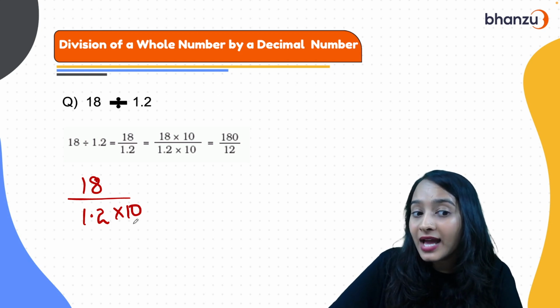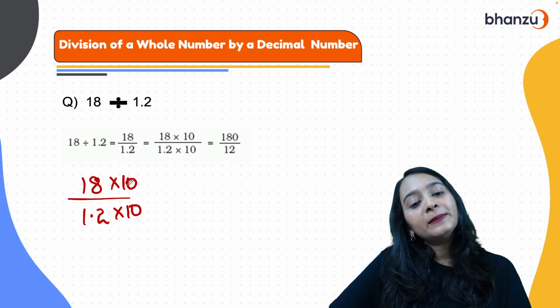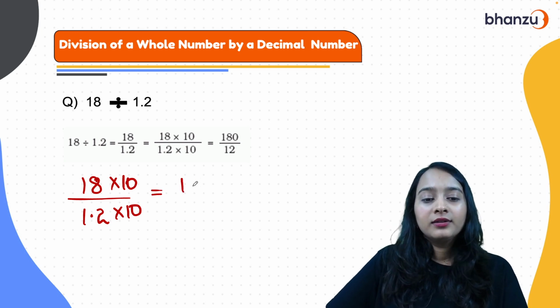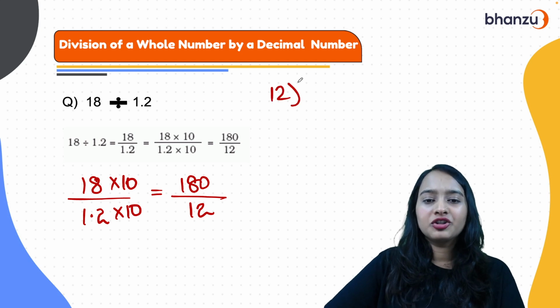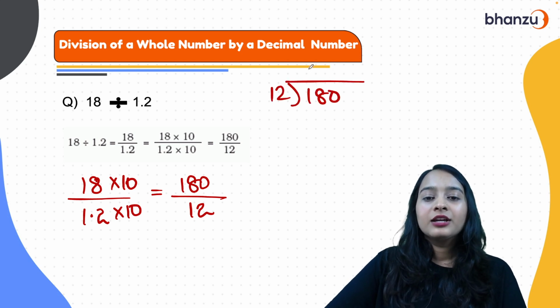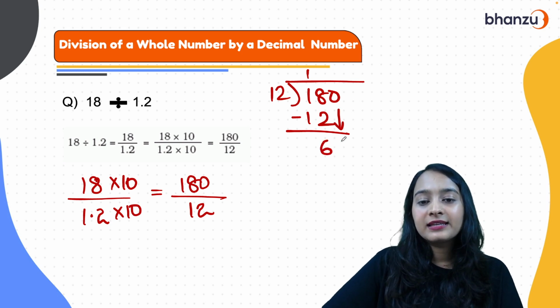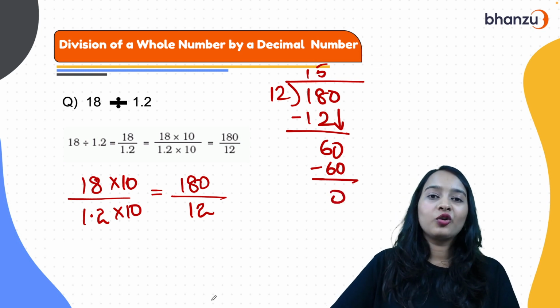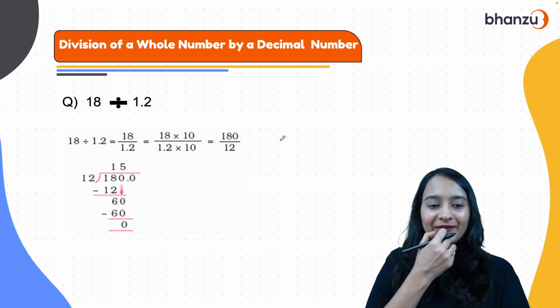Why am I doing that? Because I want to remove this decimal in the denominator. So, I'll multiply by 10 in the numerator also. 180 by 12. And then normal division we are going to do. 180. So, 12 into 1. 8 minus 2 is giving you 6. 12 5s are 60. And there you go. The answer here is 50.